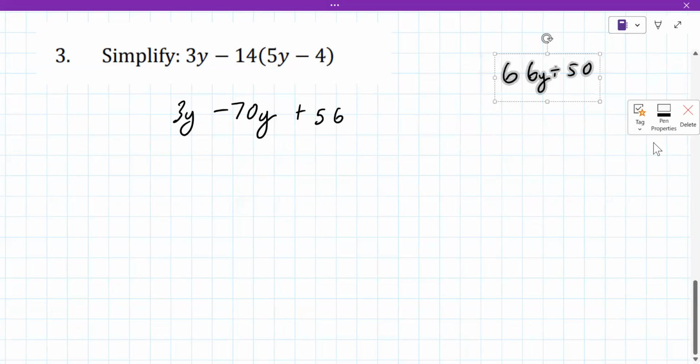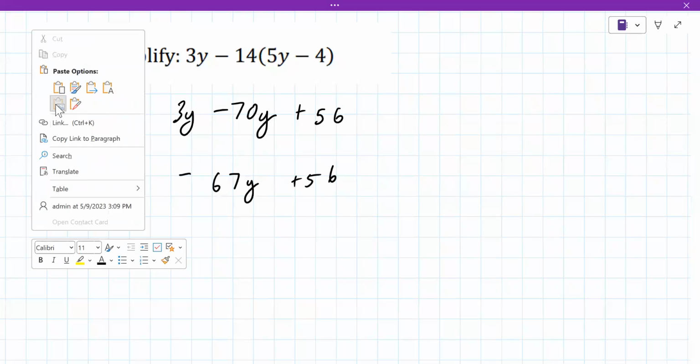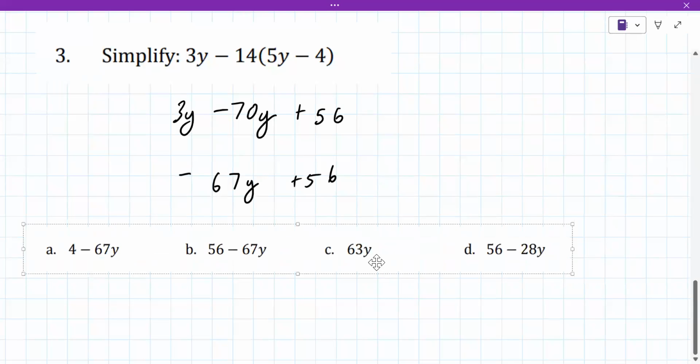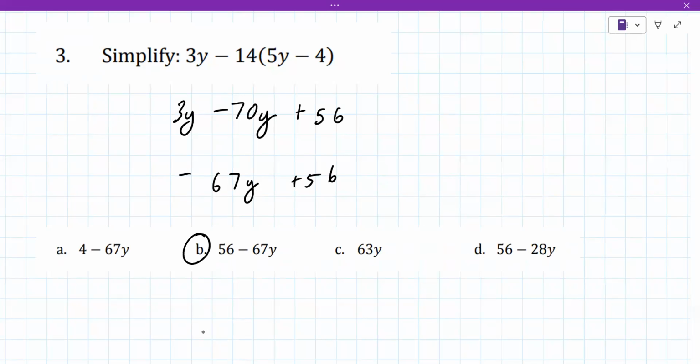So from here, you've got positive 3y minus 70y. Your answer is negative for sure. So yeah, isn't it 60, 66? 67. 67, yeah. Oh yeah, you're right. Okay. Plus 56. Now here are the answers. Sometimes you've got to be careful that you do all the right work and make sure you select the right answer, which is the correct answer here. B, good.